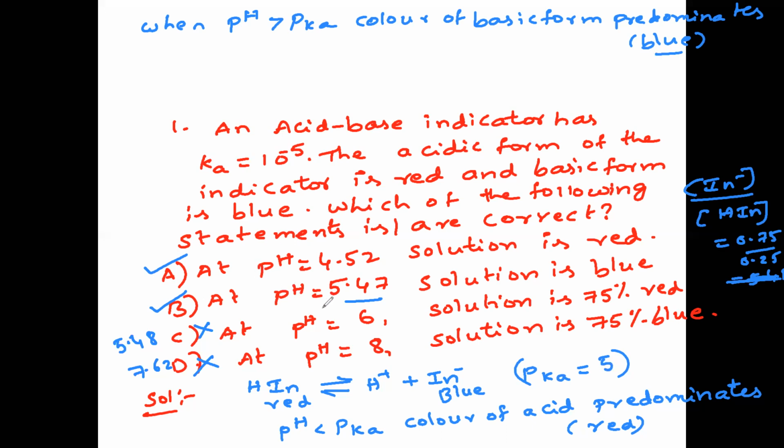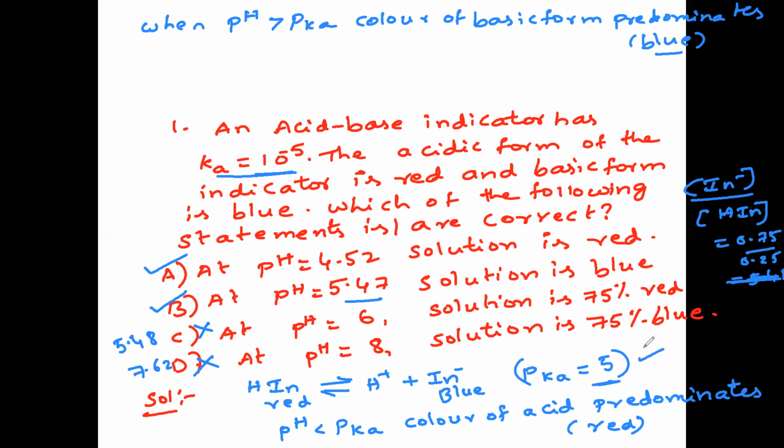So as pH is greater than pK at this position, that is 5.48, and pK is only 5. How did we get pK equal to 5? Because Ka is equal to 10 to the power of minus 5. So pK becomes minus log of 10 to the power of minus 5, which is equal to 5.